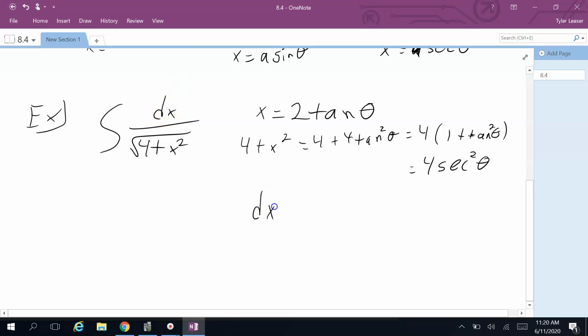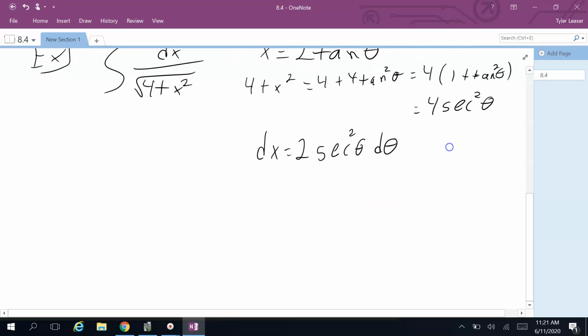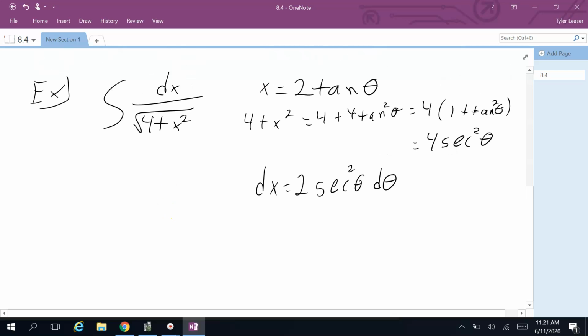So let's go ahead and figure out what that is as well. You do this the same way you do a u substitution. So if x is 2 tangent theta, then dx is going to be the derivative of 2 tangent theta, which is 2 secant squared theta. Do not forget to put the d theta on the end. Okay, now we have all the substitutions that we need. We can plug them all into my integral.